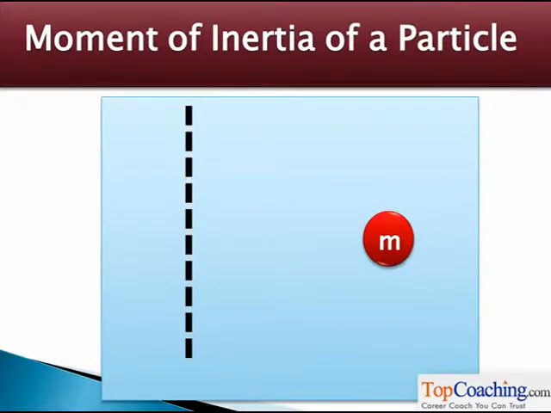First of all, let's learn how to calculate the moment of inertia of a particle around a given axis. You see, moment of inertia is always defined about a fixed axis. In fact, in rotation, everything is defined about a fixed axis of rotation. So let us try to calculate the moment of inertia of this particle of mass m about this dotted line, this axis shown. This is the axis.